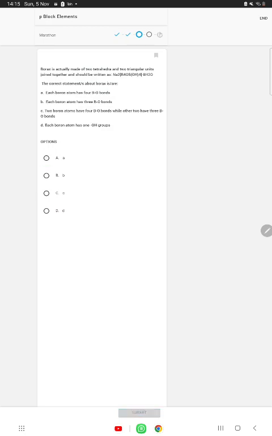Borax is actually made up of two tetrahedra joined together. Which is the correct statement about borax? Each boron atom has 4 B-O bonds. Each boron atom has 3 B-O bonds. Some boron atoms have 4 B-O bonds while others have 3 B-O bonds. Each boron atom has one OH group. So each boron atom has 4, A is correct, 4 B-O bonds.